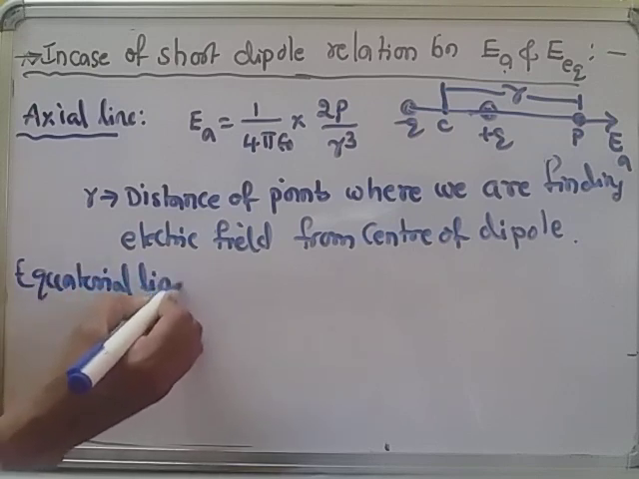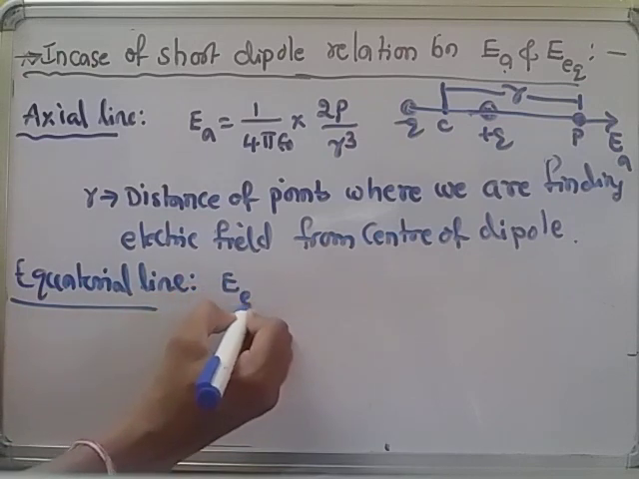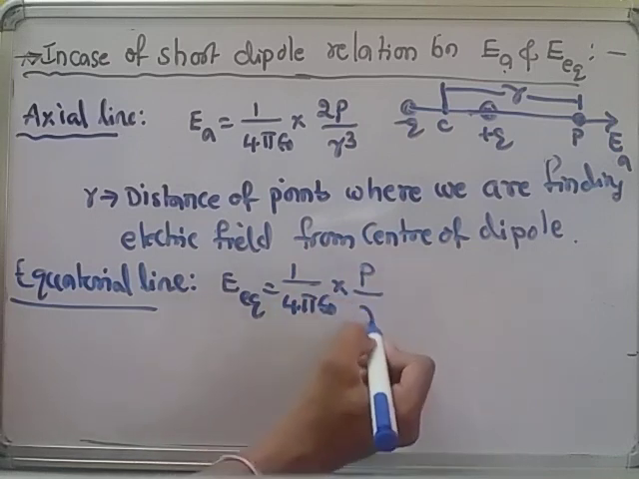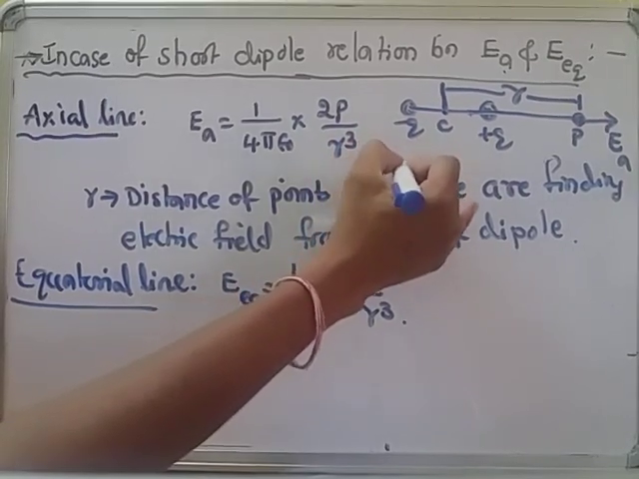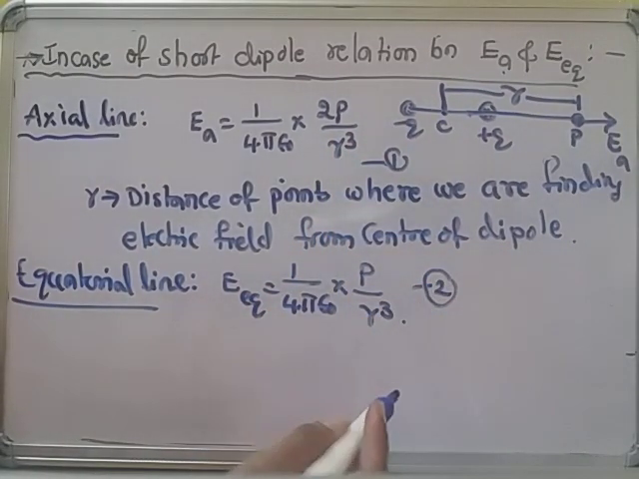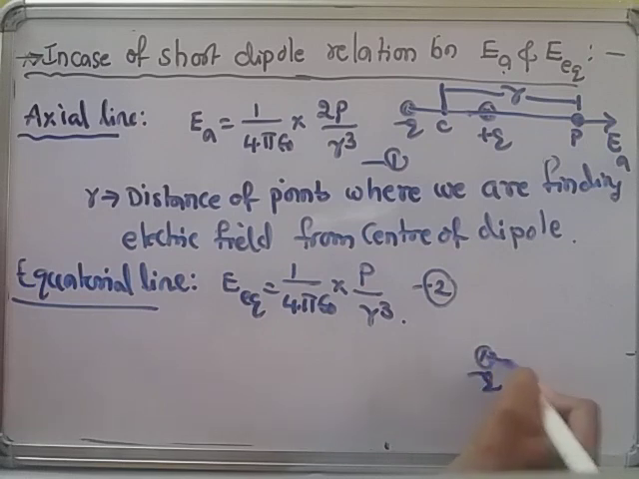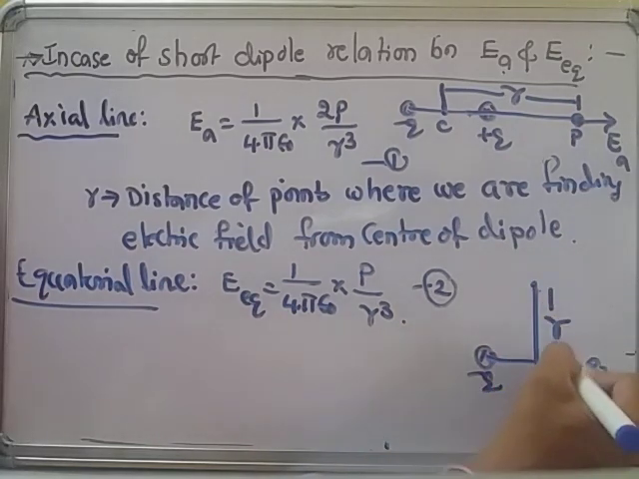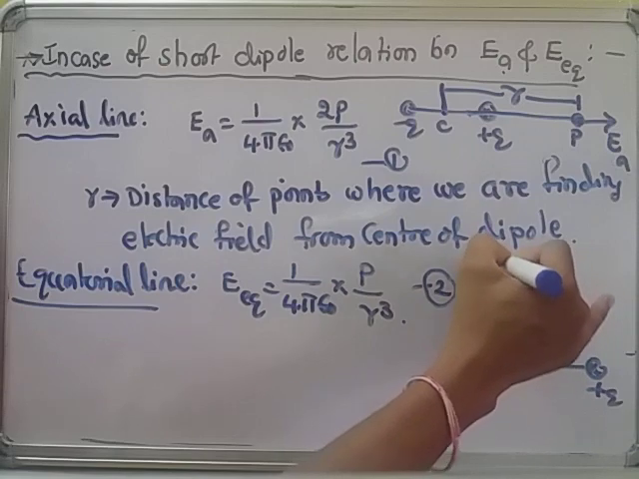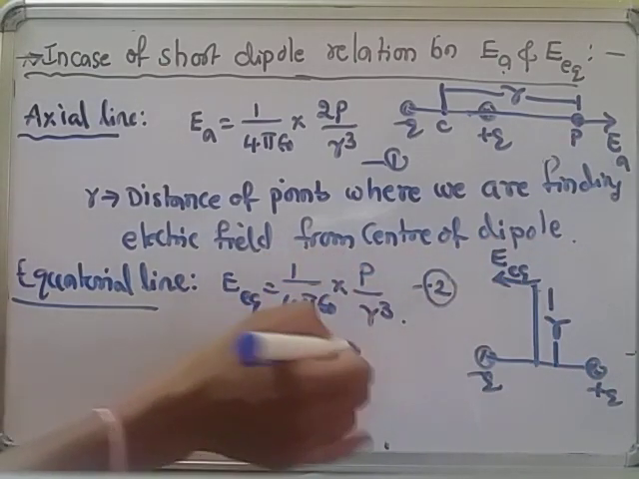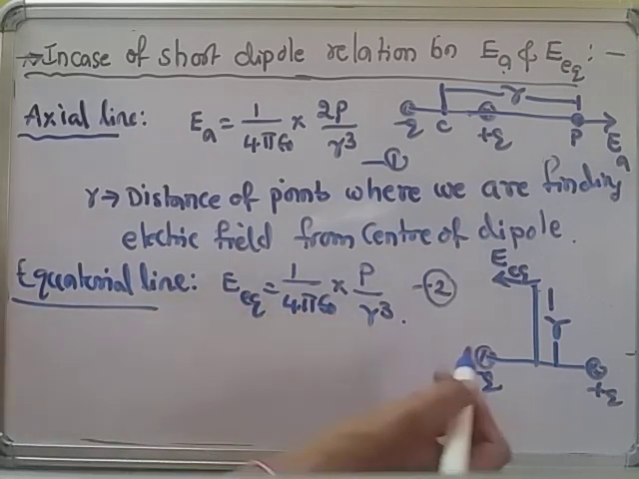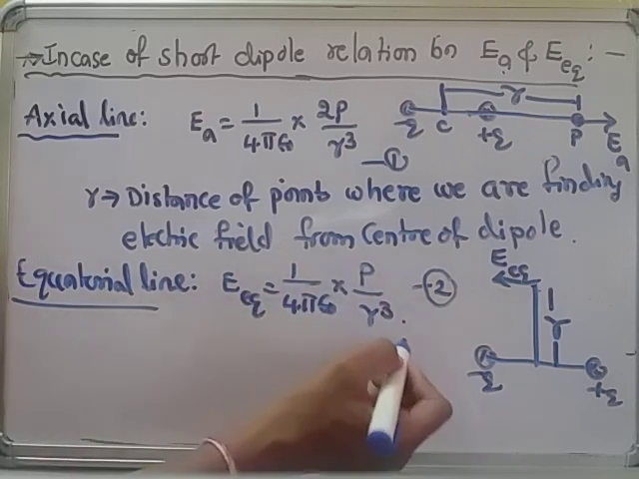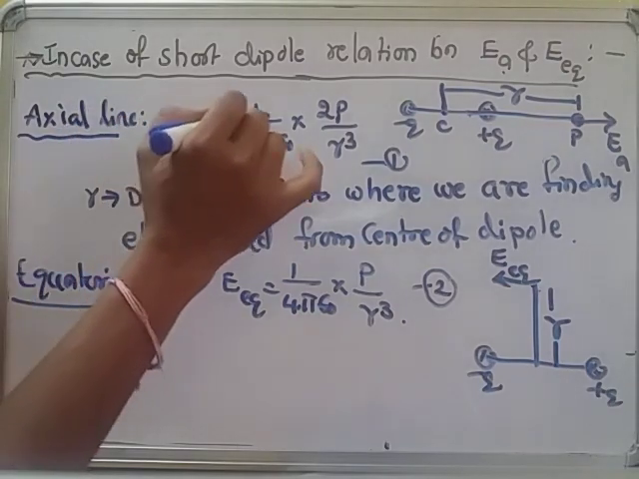The electric field intensity on the equatorial line, the formula is 1 by 4 pi epsilon naught, which we derived just now, for a short dipole, P by r cubed. This is equation 1 and this is equation 2. Here, this is minus q and this is plus q. From the center of the dipole at a distance r, the electric field intensity on the equatorial line for a short dipole is 1 by 4 pi epsilon p by r cubed. If it is not a short dipole, then the formula is 1 by 4 pi epsilon p by (r square plus l square) whole power 3 by 2.